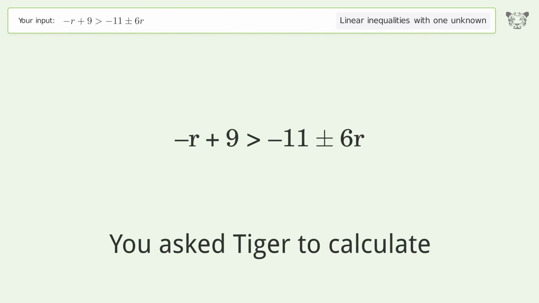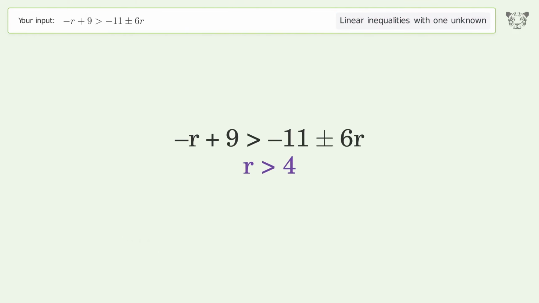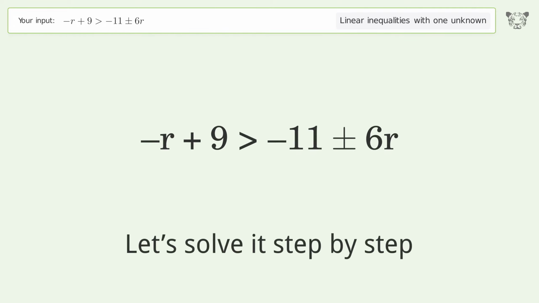You ask Tiger to calculate. This deals with linear inequalities with one unknown. The final result is r greater than -4. Let's solve it step by step.